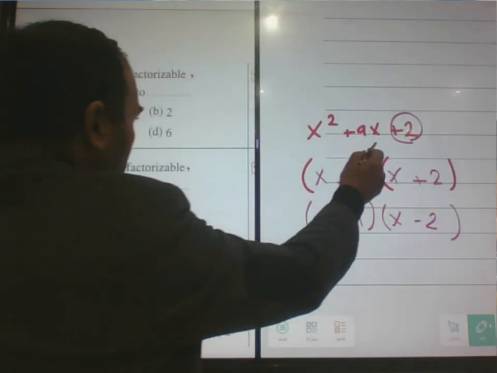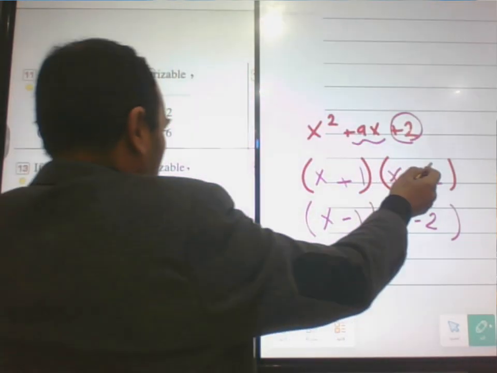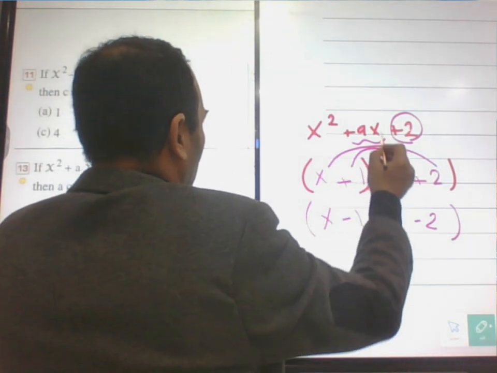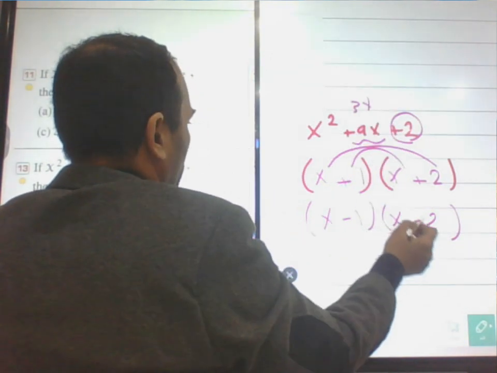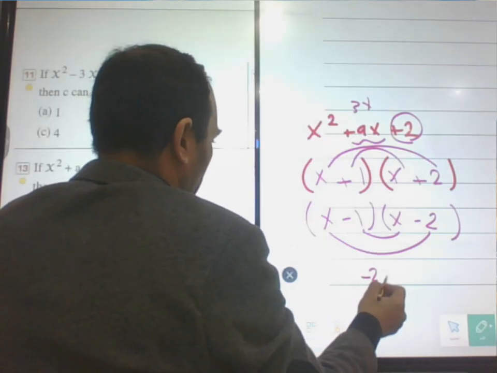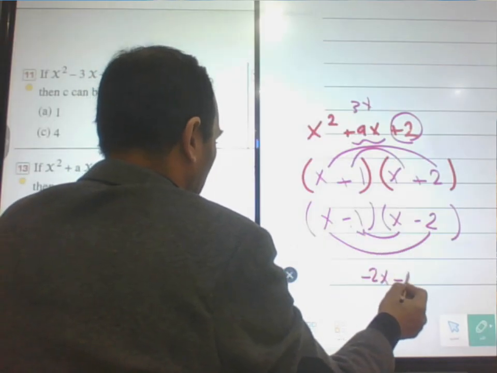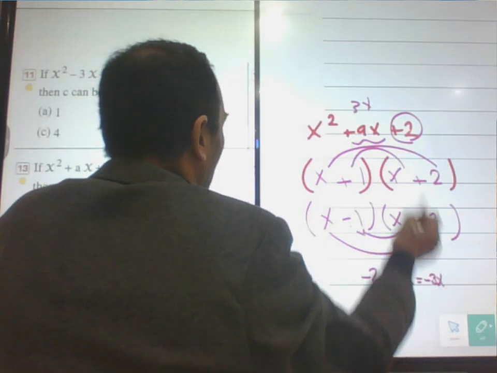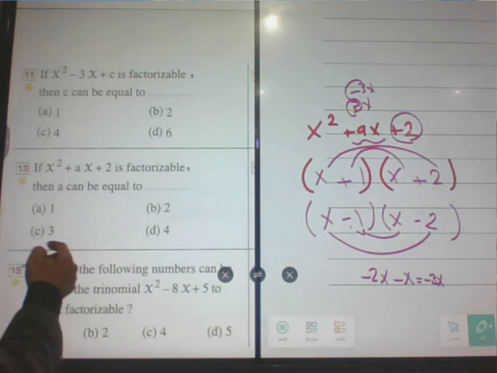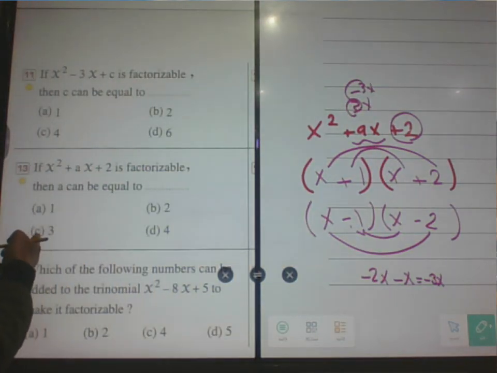And the value of ax, it will be what? The summation of extremes and means. 2x plus x equals 3x. Means the value equals 3, or extremes and means. -2 times x will be -2x, and -1 times x, -x. Summation of them equal -3x. Or we have -3x. Means the value of a will be 3 or -3. We have here C. Okay, 3 shows letter C.